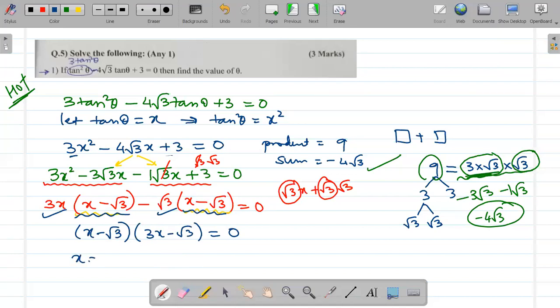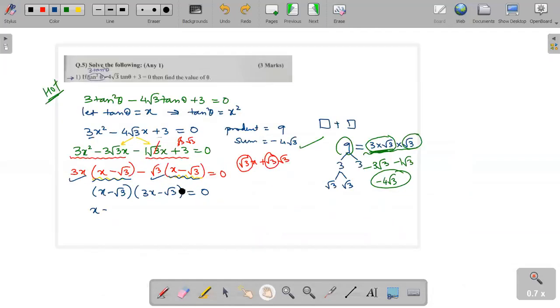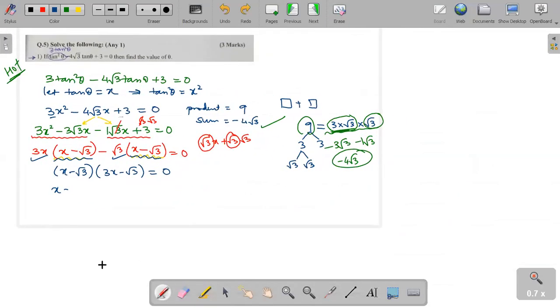And now solve for x. So what do we do? Well, the next step is we equate both the brackets to 0 and then simplify. Okay, let me just get some room to draw here. So x minus root of 3 equals to 0 and 3x minus root of 3 equals to 0.